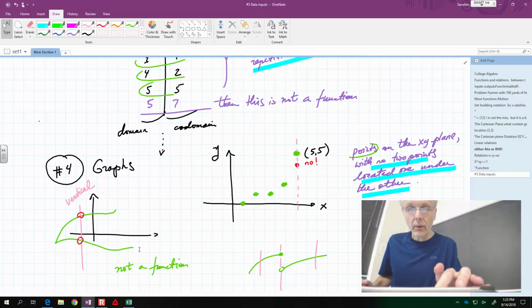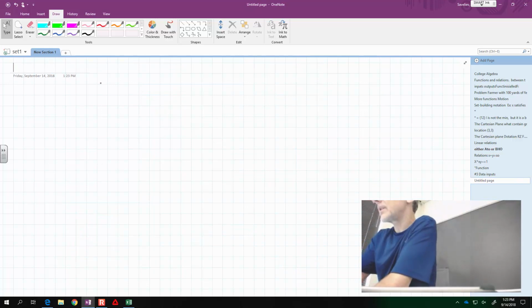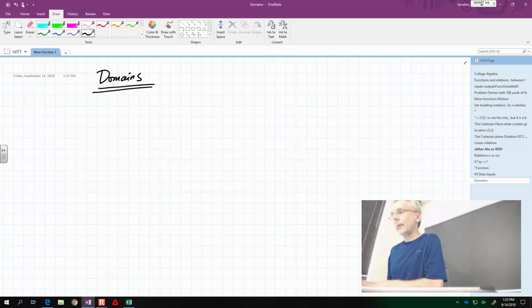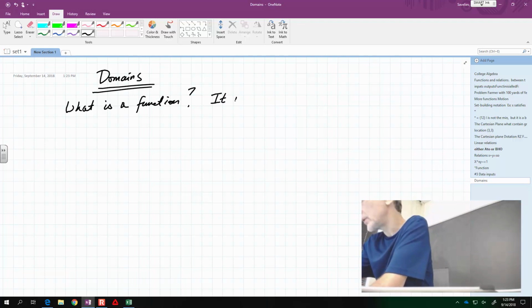Now, the big topic that I was overlooking here on purpose, obviously, is domains, and what it means is that a function is not a function without a domain. What is a function? Well, I don't want to go into the definition, but it includes the domain and codomain.